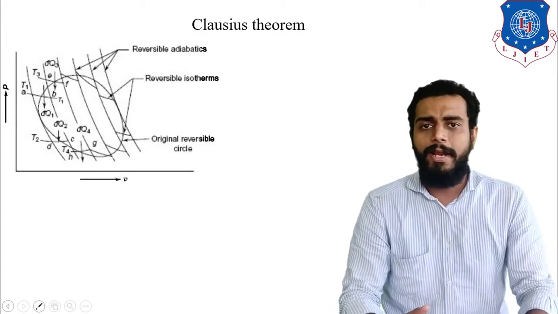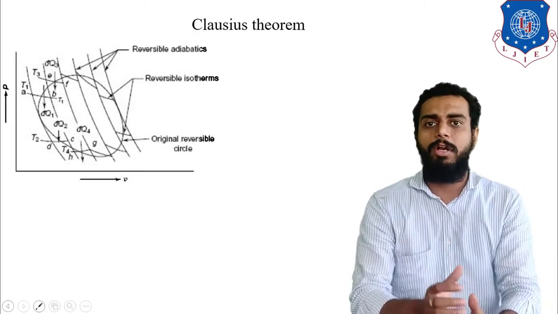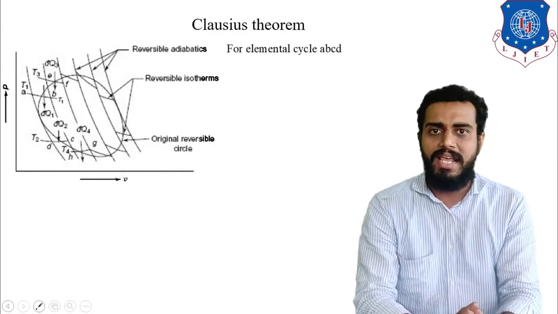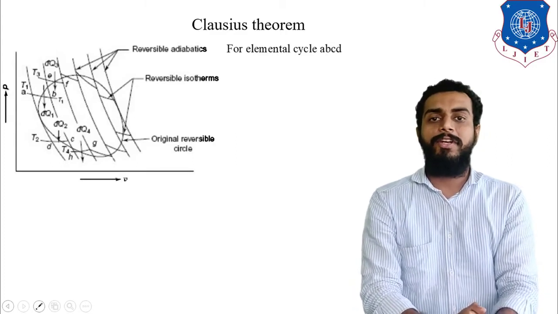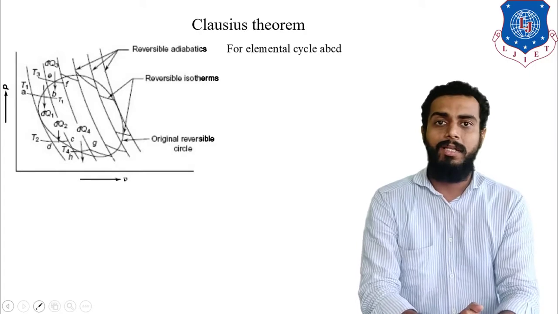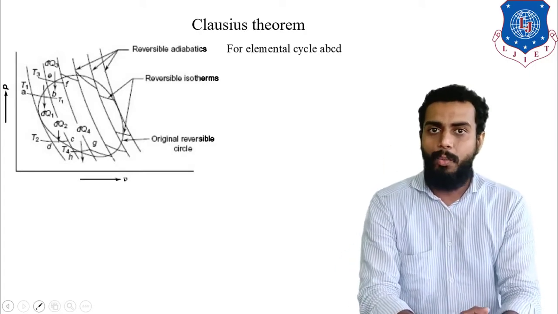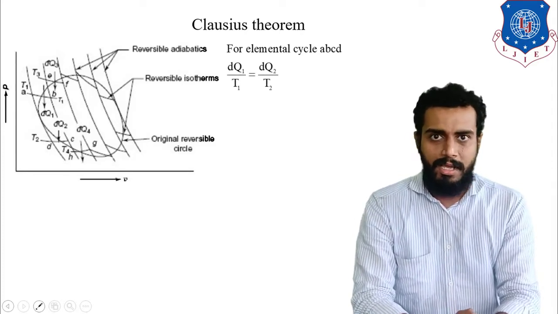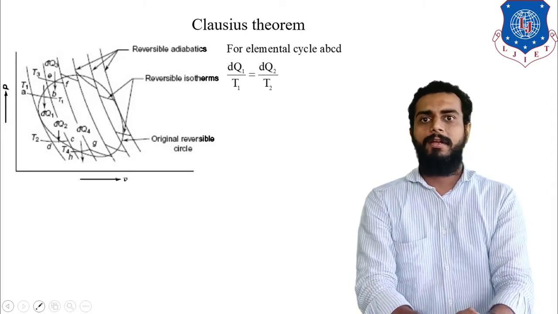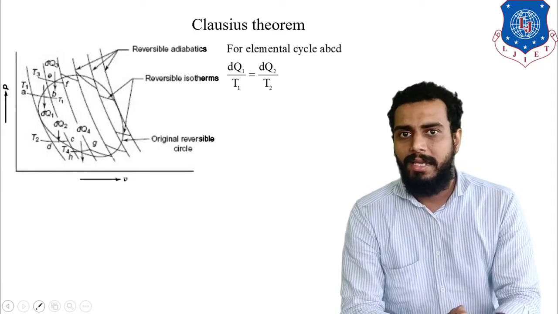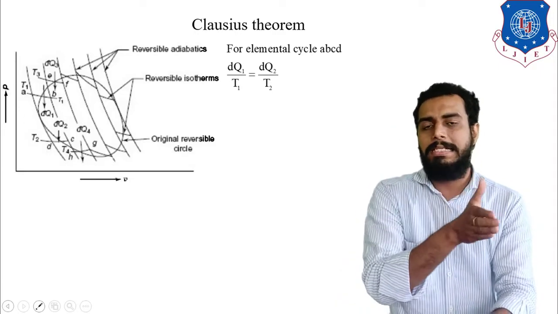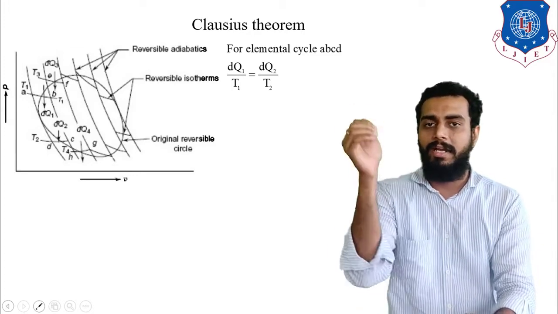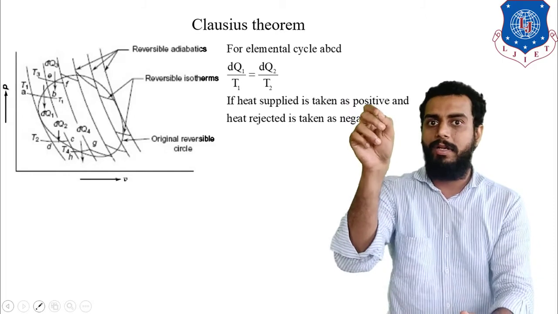Now for the elementary cycle A, B, C, D, what can we write? We know that for a Carnot cycle you can take the heat transfer ratio and temperature ratio as equal. So that is why I have written here dQ1 by T1 is equal to dQ2 by T2. Okay students, I hope you are clear up to this point. Now, if the heat supplied is taken as positive and heat rejected is taken as negative, what can we write? We can write dQ1 by T1, that is heat supplied, so we will take it as positive.